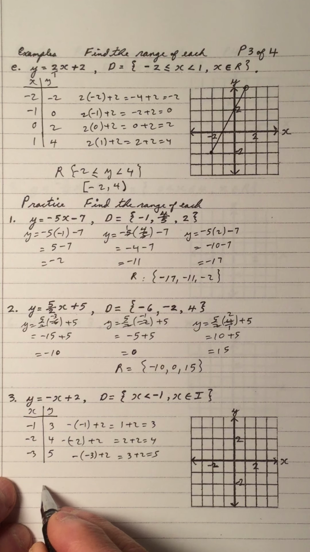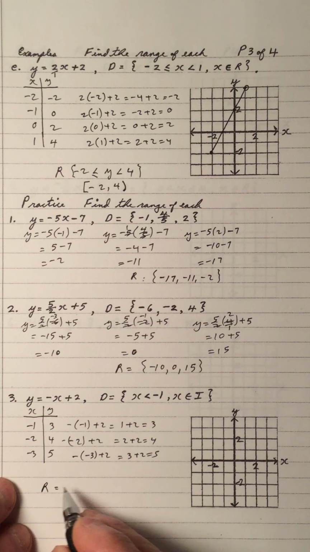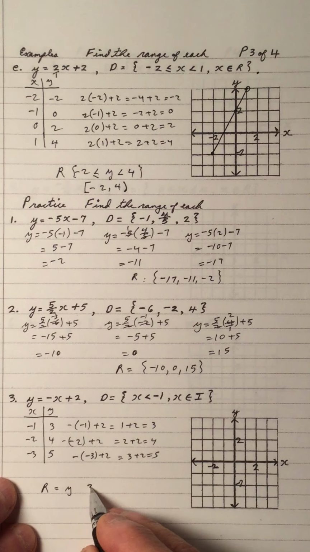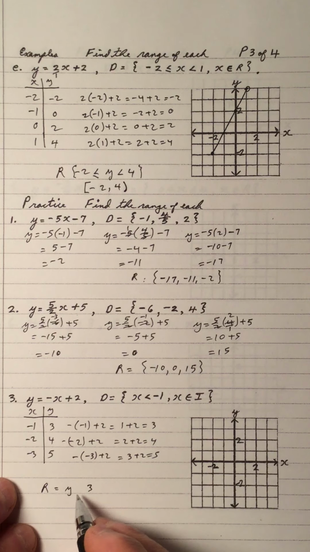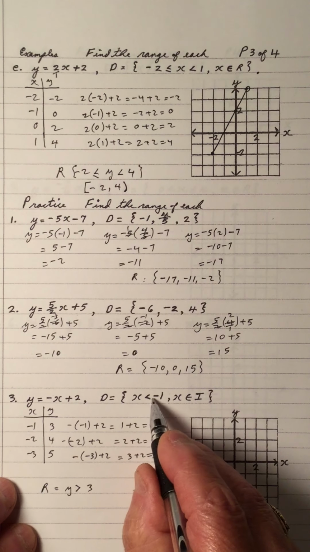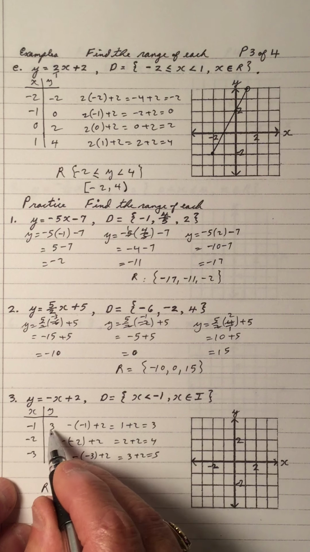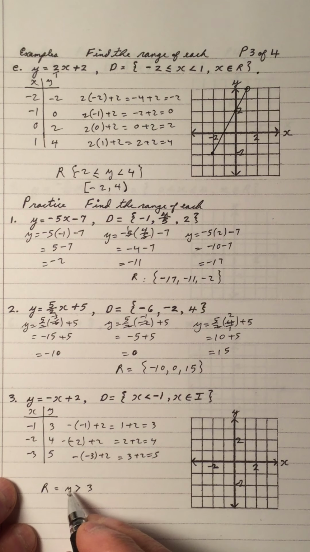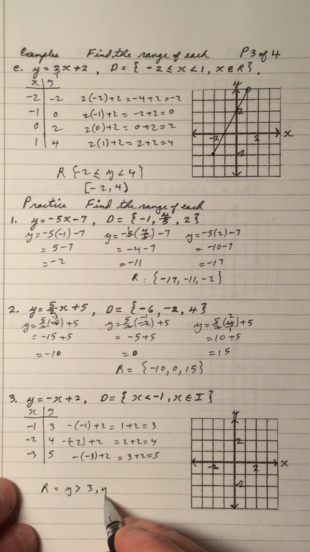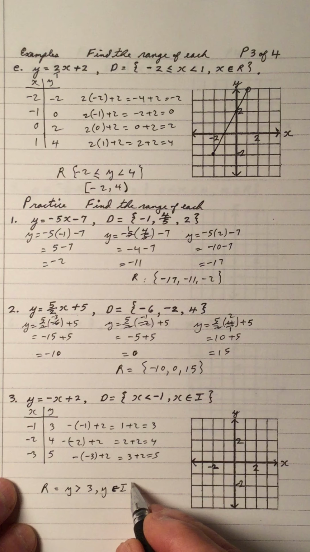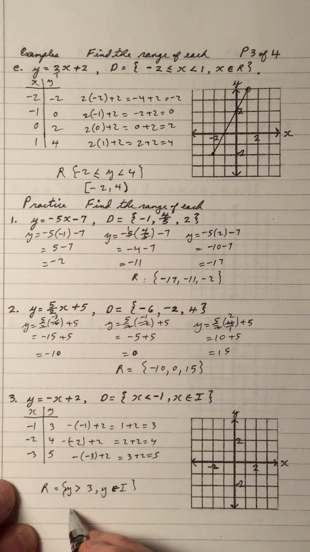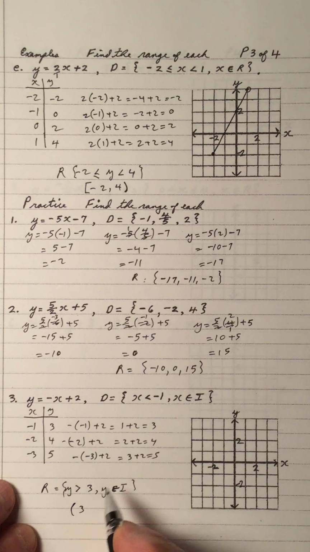So that means if you look at that, the range, x starts at negative 1, so the y starts at 3. And the y values are going up, so it's greater than. You can't have negative 1, so you can't have the 3, so there's no bar here. And y belongs to the integers, because there are integers here, so there are going to be integers here. So the y starts at 3, and going up, so it's going to plus infinity.